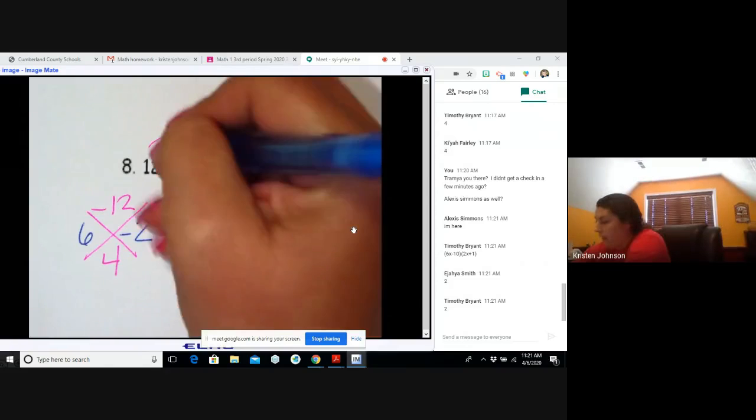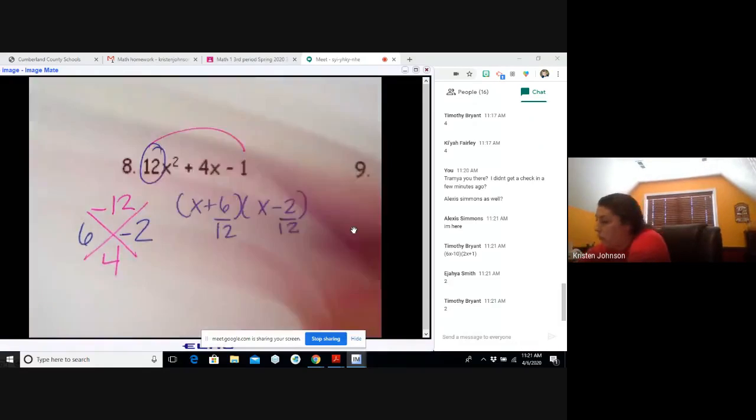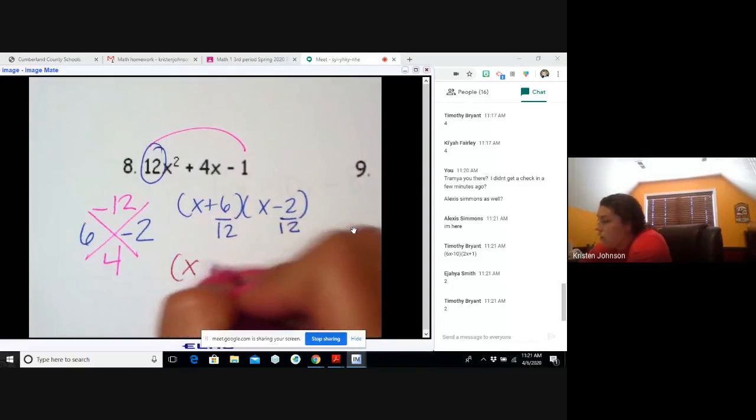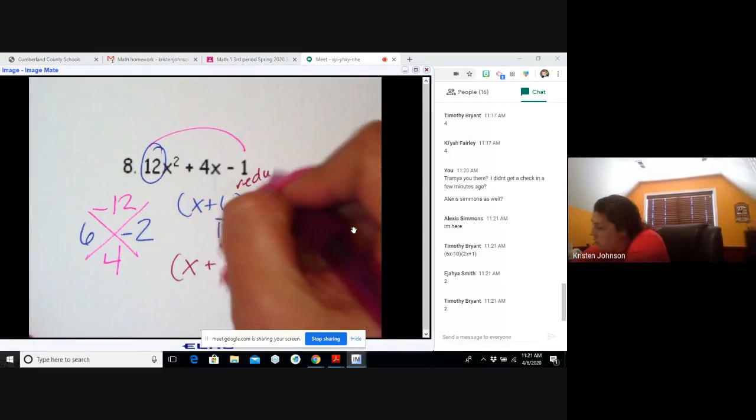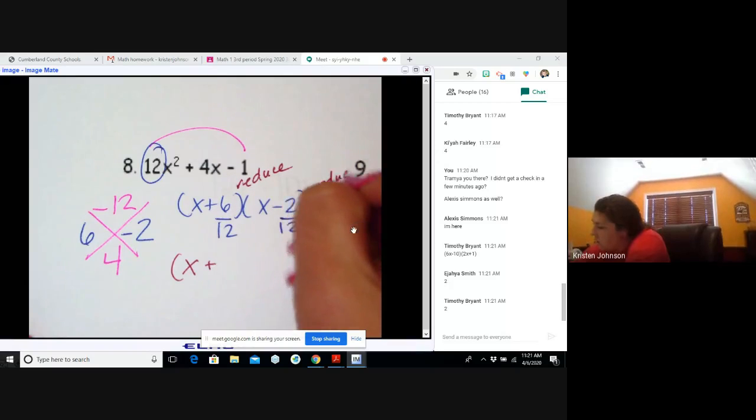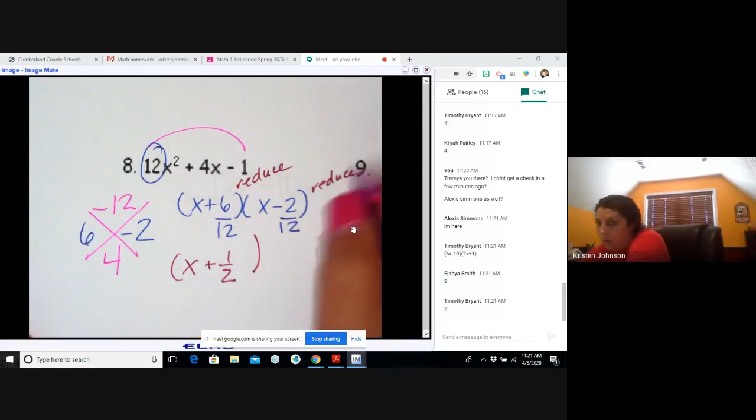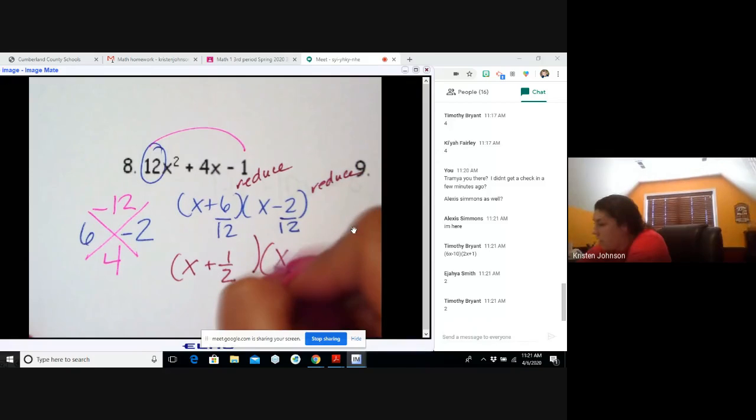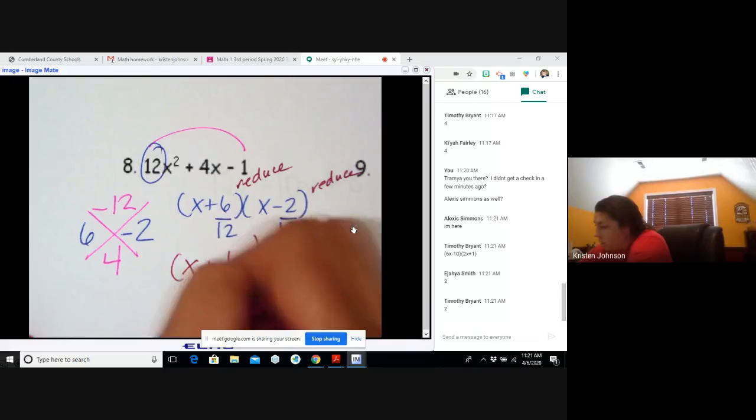But those are going to have to be divided by 12. Again, this is as hard as it gets right here because you have to reduce your fractions. So 6 divided by 12 is going to reduce down to 1/2. And 2 divided by 12 is going to reduce down to 1/6. Now you can bottoms up.